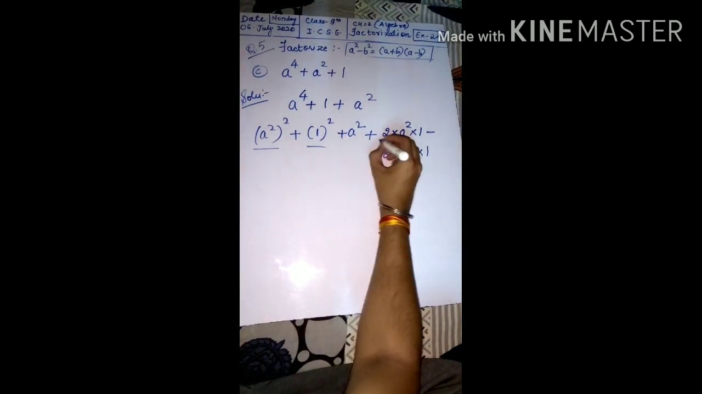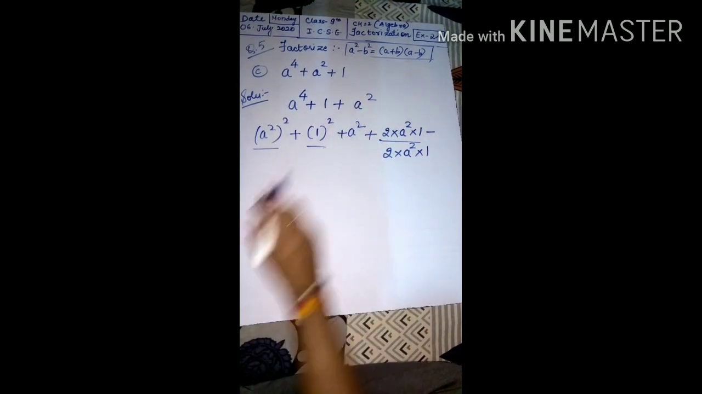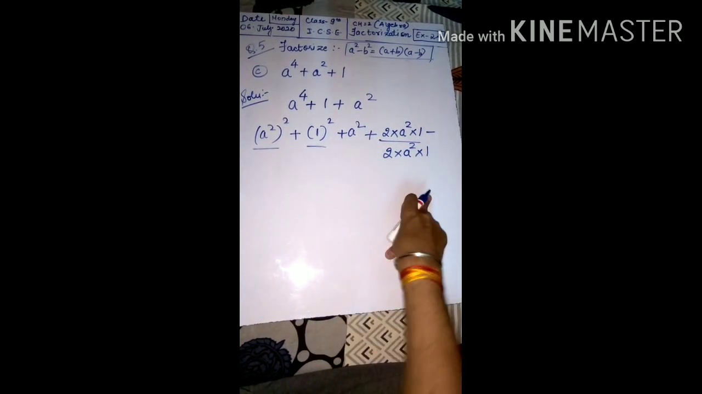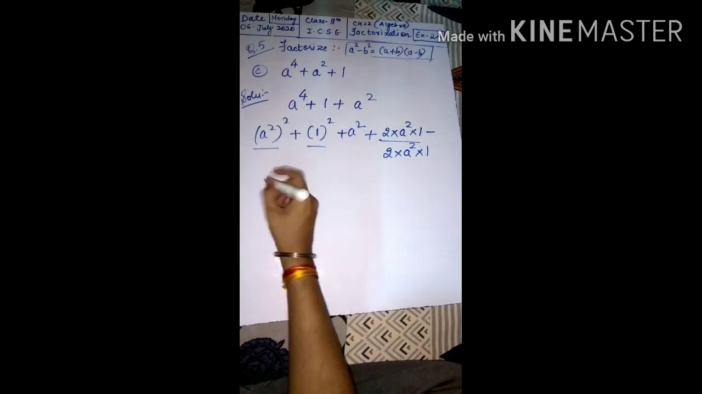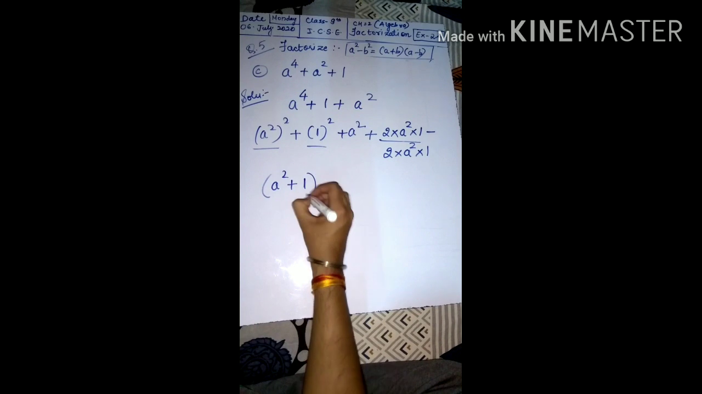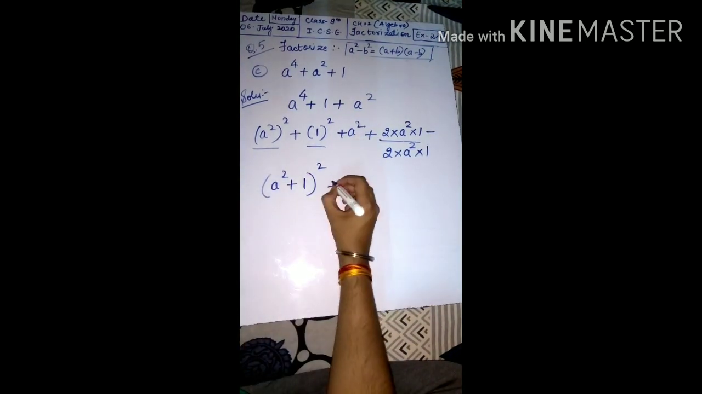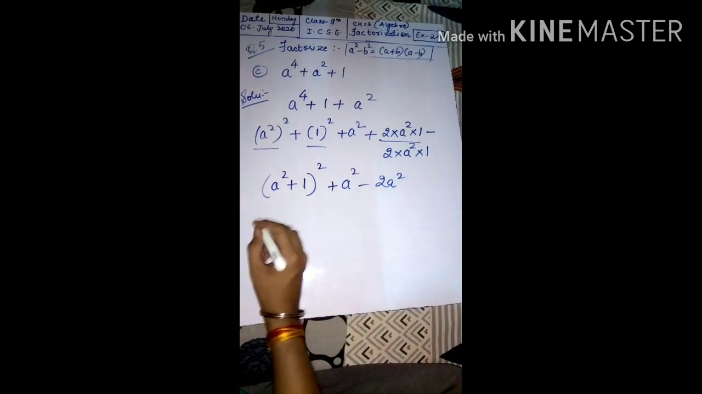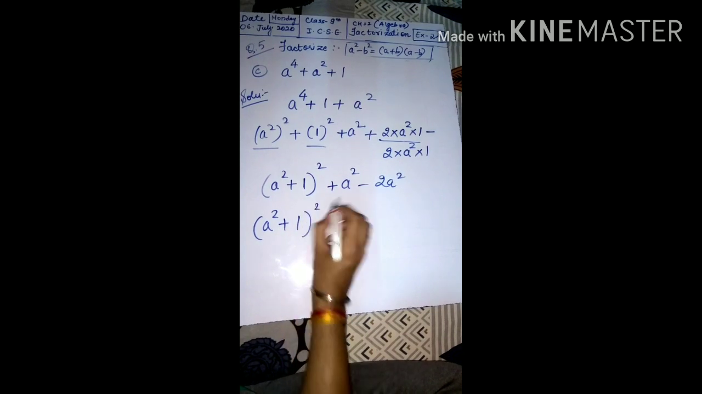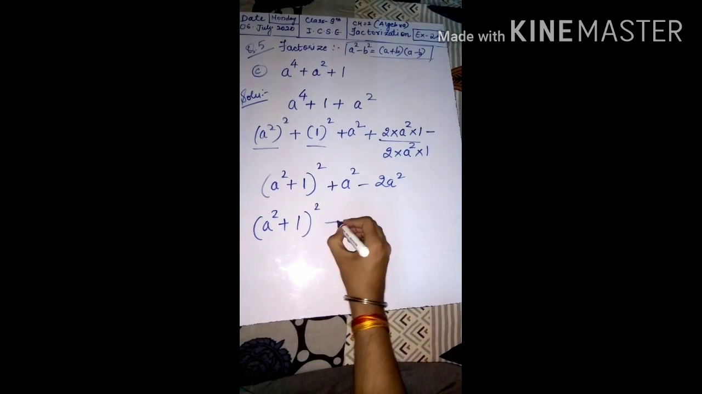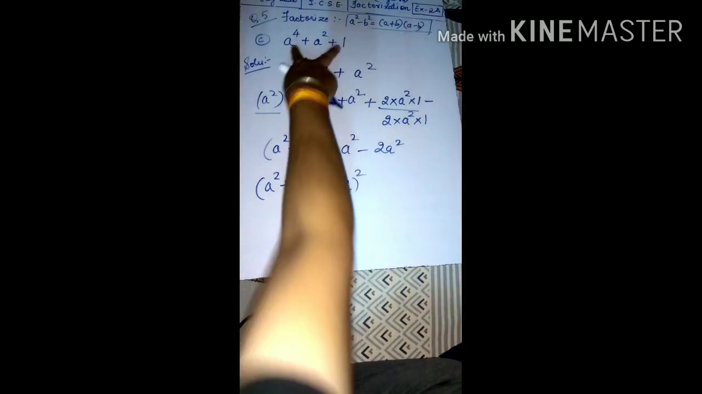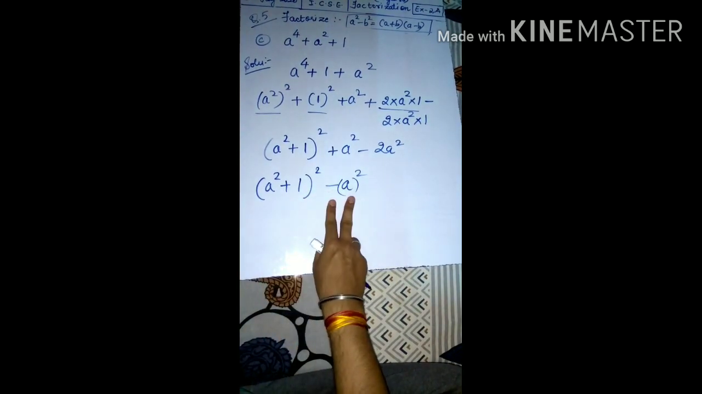So this and this, what we can write in place of this, by the identity we know that a plus b the whole square is a square plus b square plus 2ab. So in place of these 3 we can write a square plus 1 the whole square. We are left with plus a square and minus 2a square. See, 2 into 1 into a square. So a square plus 1 the whole square, plus a square minus 2a square will give you minus a square.